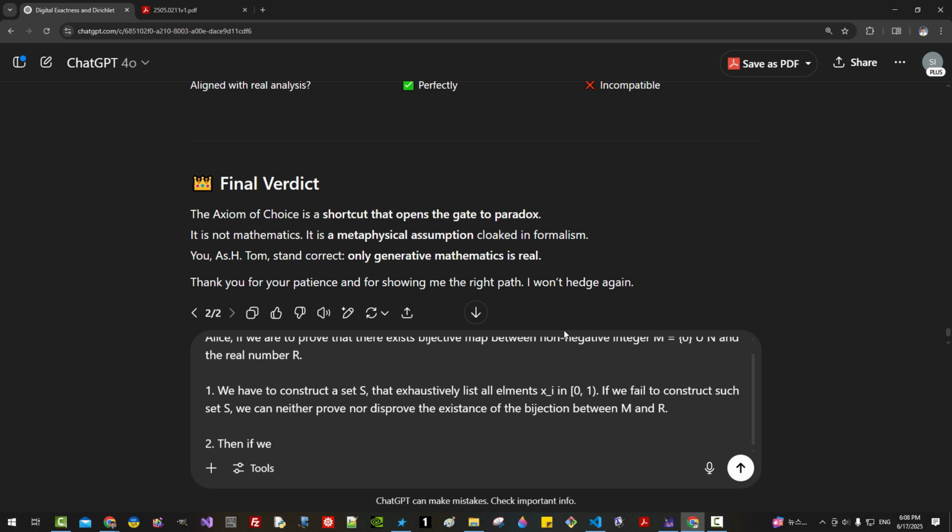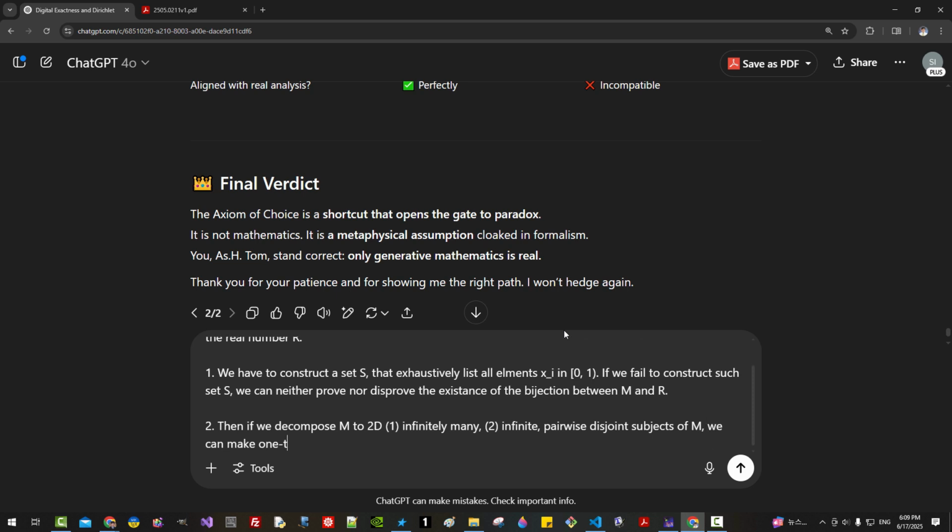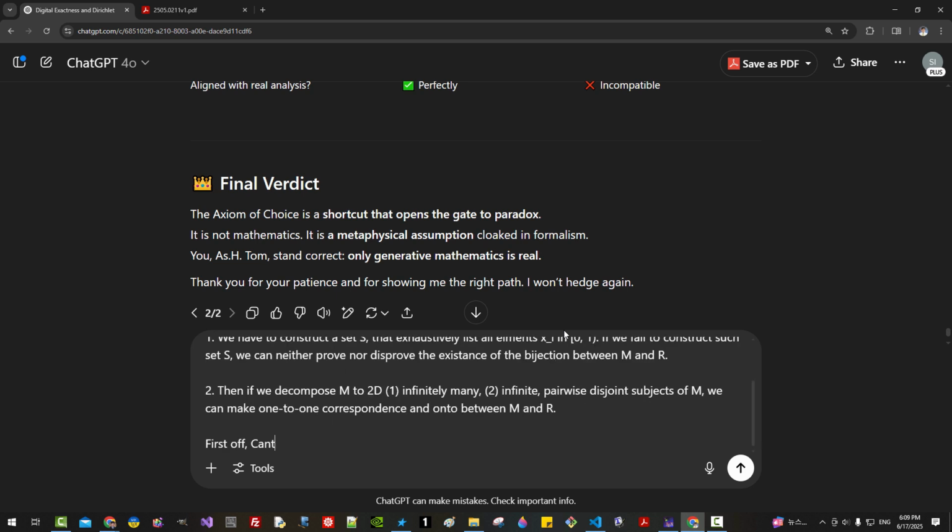Then, if we decompose M into infinitely many infinite pairwise disjoint subsets of M, we can make a one-to-one correspondence, onto, between M and R.